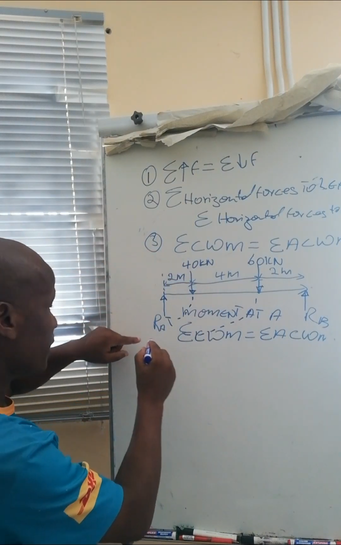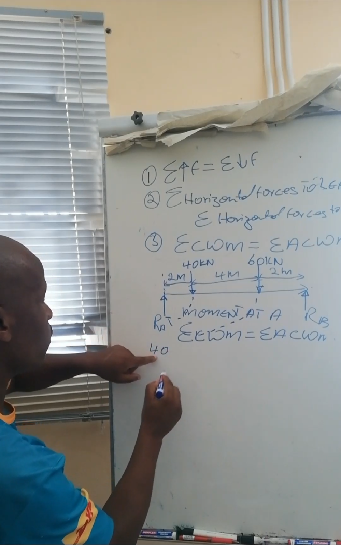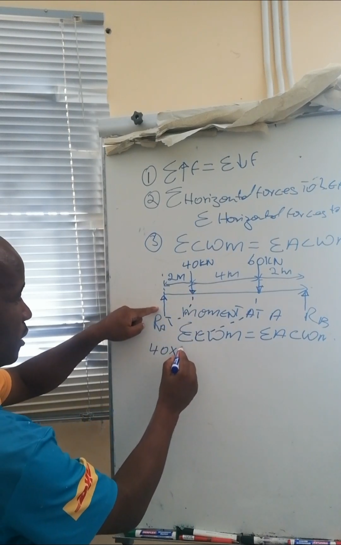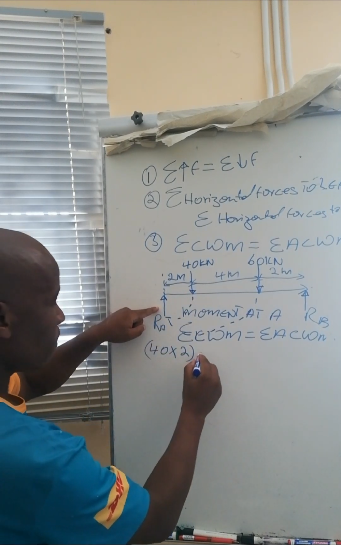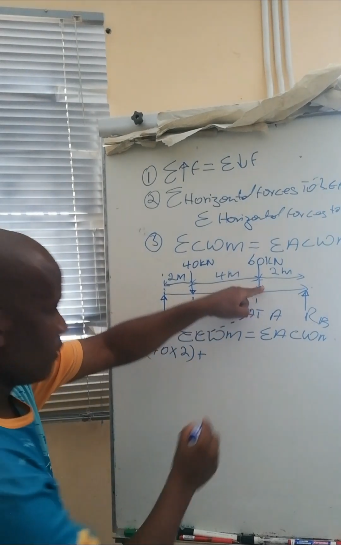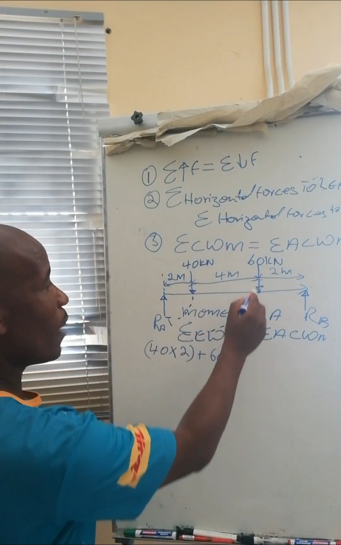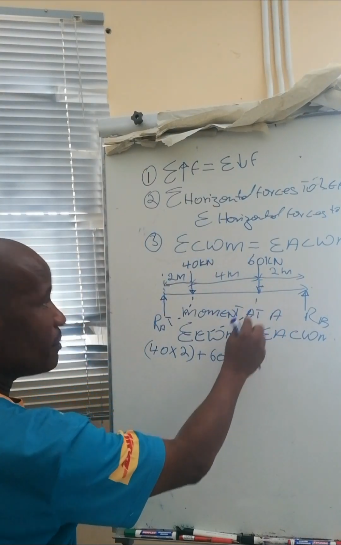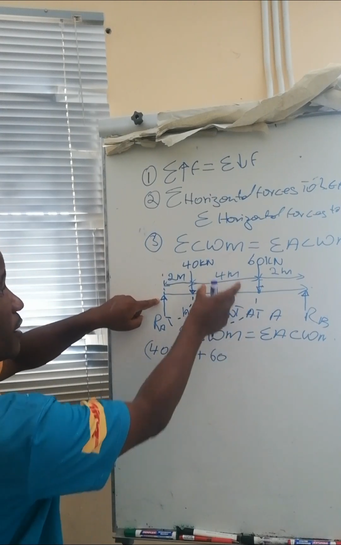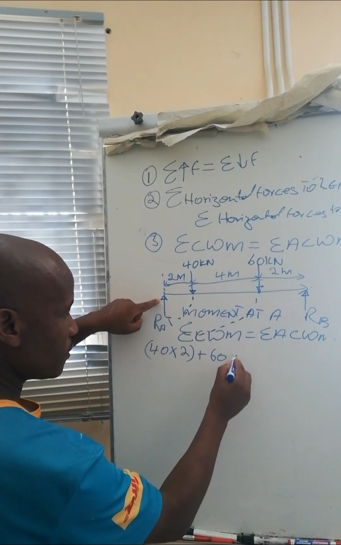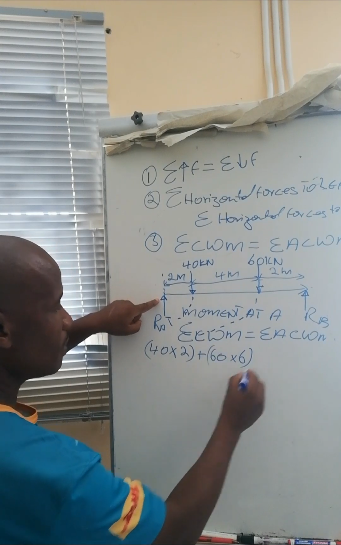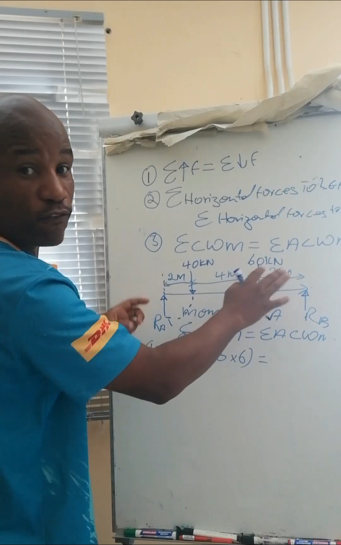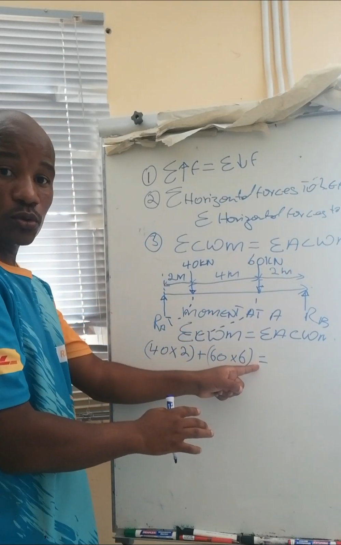The moment is force times distance. So it's force 40 multiplied by the distance from 40 to A, which is 2 meters, plus this force, which is 60. Why 60? Because it is also a clockwise one. It is 60 times the distance from 60 to A, which is 4 plus 2, so it is 6. It is equal to, there is no other force, hence equals to.